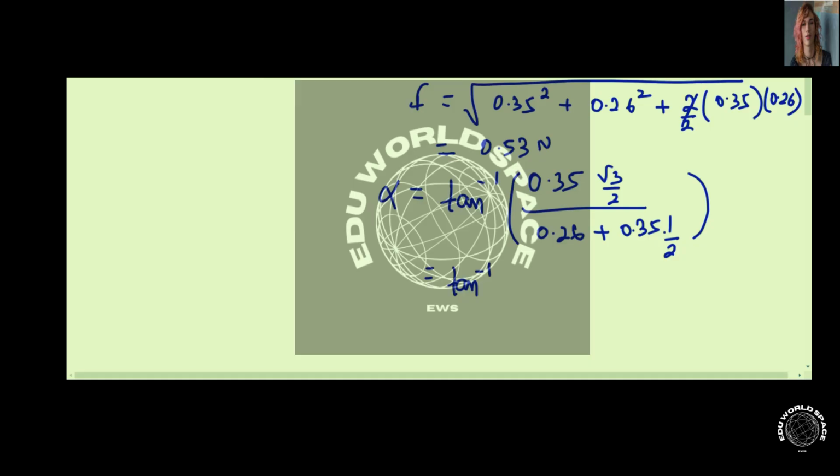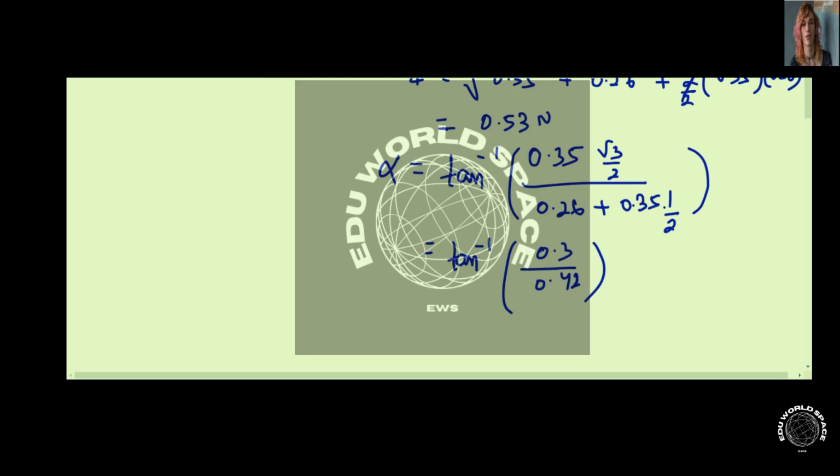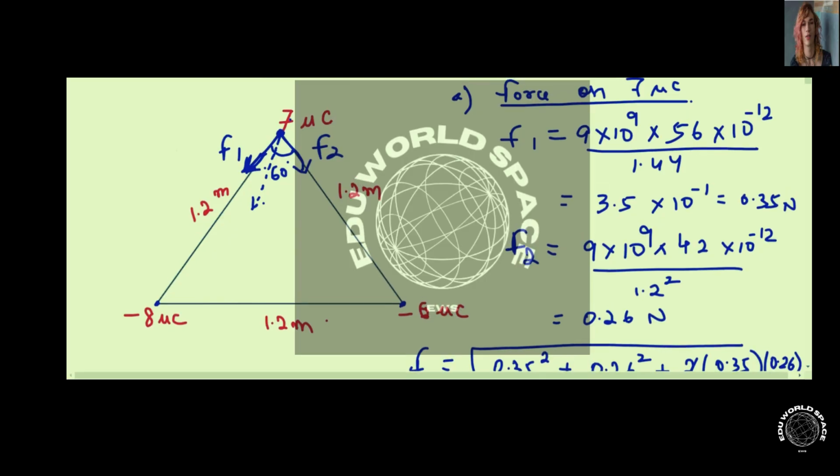So tan inverse of 0.35 times 1.732 over 2. This comes out to be 0.3 approximately, and we divide it by 0.35 by 2 plus 0.26, that is 0.42 approx. So when we divide 0.3 by 0.42, we get 0.71, and we take the tan inverse of this, and this gives us approximately 35 degree. This is an approximate result. So basically this total angle is 60 degree, and we have got this angle as 35.